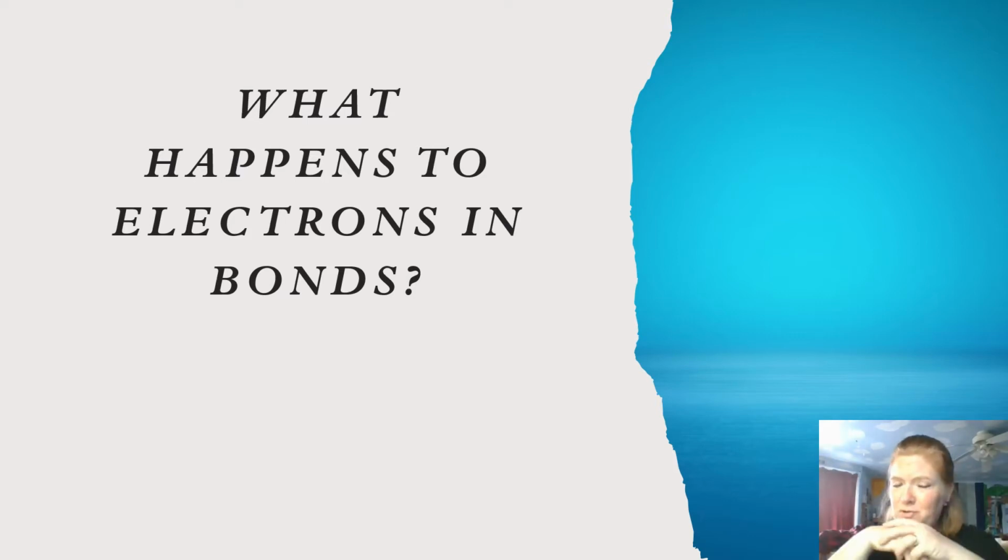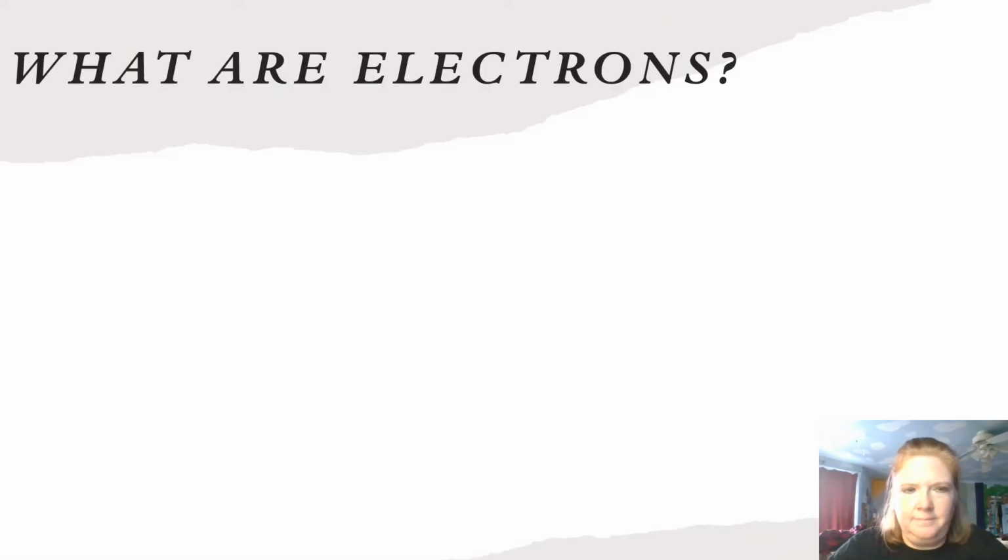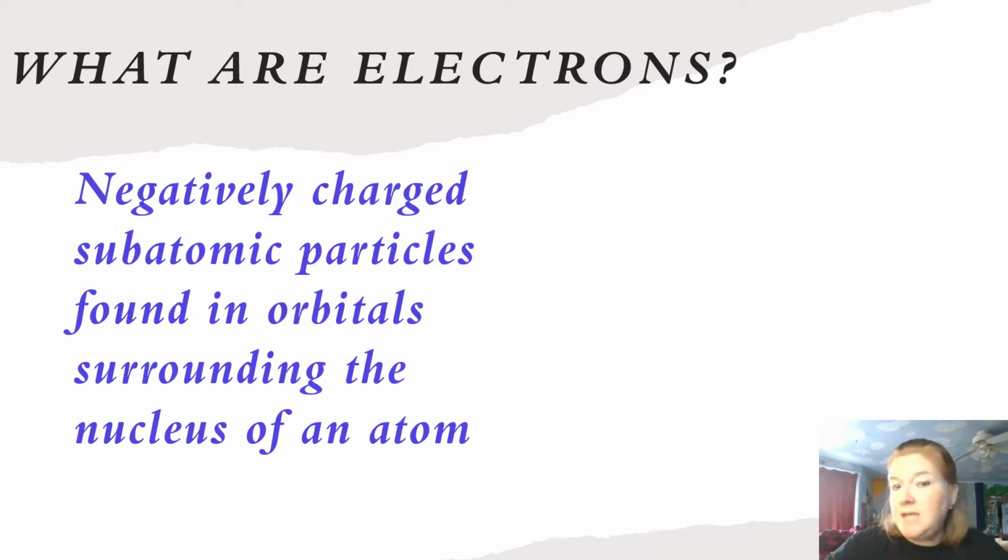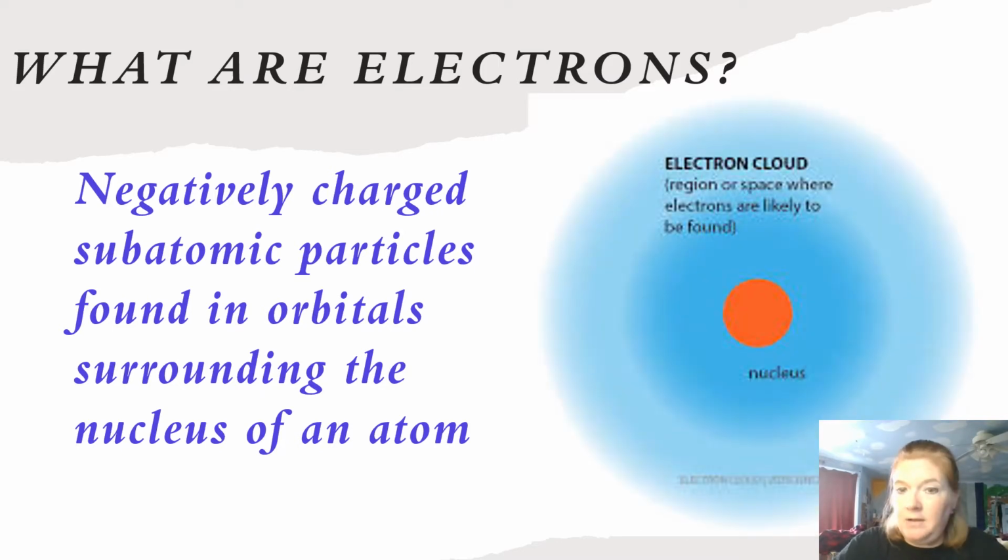Okay, this is going to be short, but let's talk about what happens to electrons in bonds. All right, first let's talk about what's an electron. Well, electrons are negatively charged subatomic particles. They're found in orbitals surrounding the nucleus of an atom. Remember, we have the electron cloud model. That's our current atomic model.